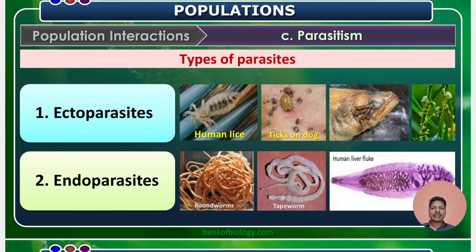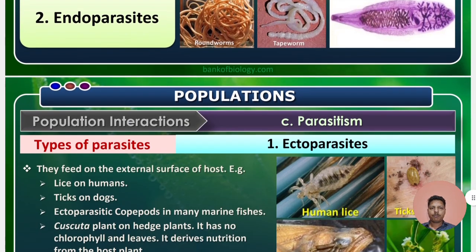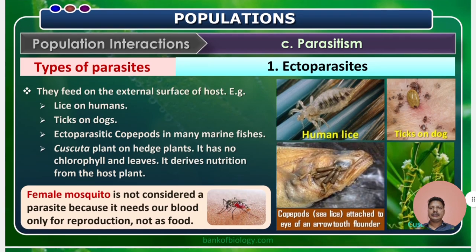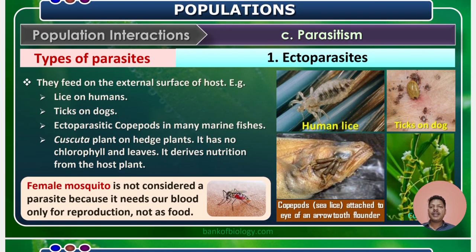Then there are two types of parasites, ectoparasite and endoparasite. Ectoparasite lives on the host, endoparasite lives inside the host. Ectoparasites, here you see, feed on the external surface of the host. Example, lice on humans, ticks on dogs, ectoparasitic copepods in many marine fishes. Cuscuta plant on hedge plants: it has no chlorophyll and leaves, and derives nutrition from the host plant.